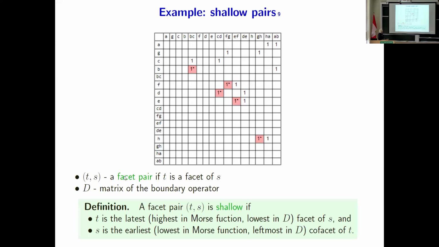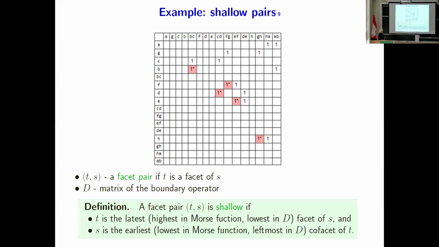A facet pair is just a pair (T, S) where T is a facet of S. A facet is a face of codimension 1. And I say that a facet pair is shallow if it satisfies the following 2 conditions. T is the latest facet of S in this ordering, and at the same time, S is the earliest cofacet of T in this ordering.